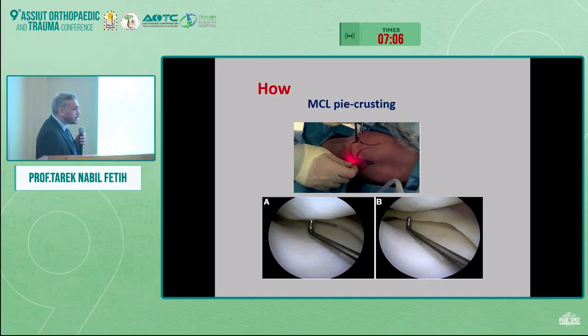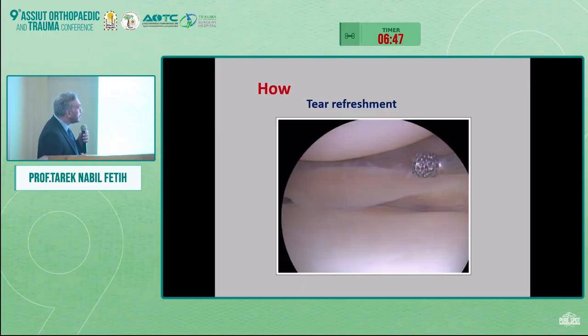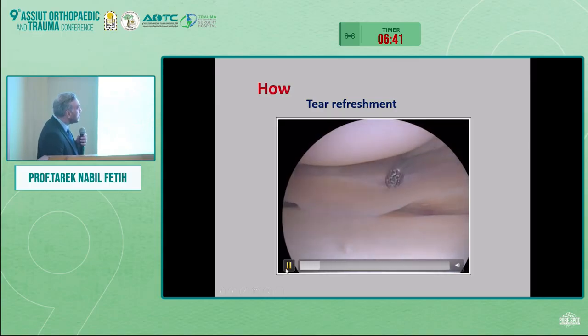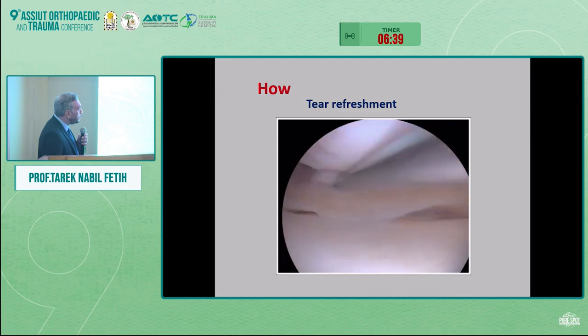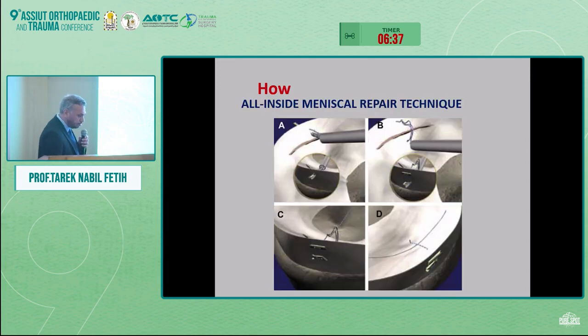Useful tricks in meniscal repair surgery that we all need to know if we plan a meniscal repair: MCL pie-crusting in cases of a tight medial compartment, in order to avoid jamming of instruments, injury of the cartilage, and poor visualization. The MCL pie-crusting widens the medial compartment and facilitates surgery. Also, refreshment of the edges is very important. We need to have a group of rasps or instruments to refresh the tear and enhance the chance of healing.